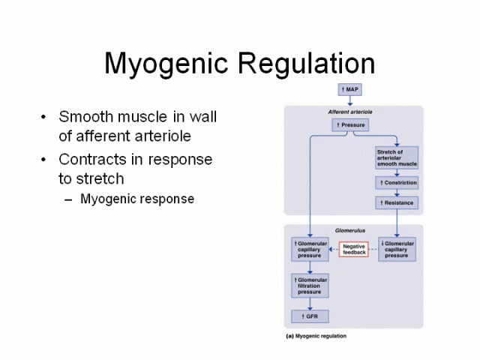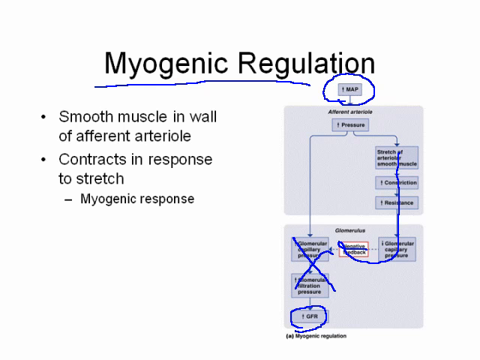But due to myogenic autoregulation, the stretch of the smooth muscle causes it to constrict. The constriction of the smooth muscle increases the resistance, which of course decreases glomerular capillary pressure. This is negative feedback for this increase that we would have seen otherwise. So because of myogenic regulation, an increase in blood pressure does not always produce an increase in GFR because of this negative feedback loop.